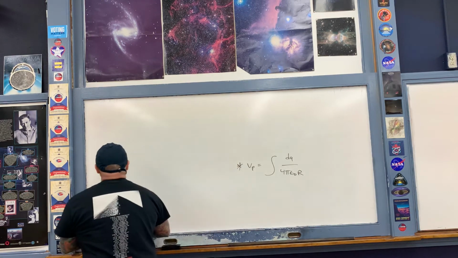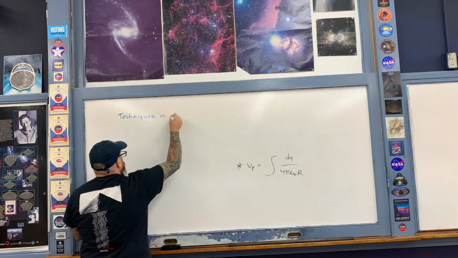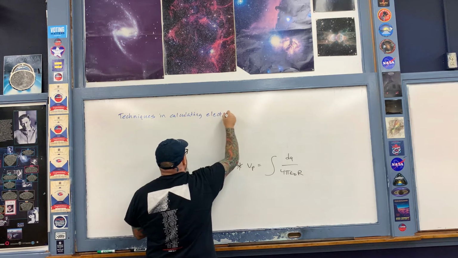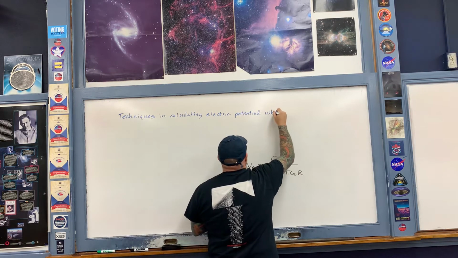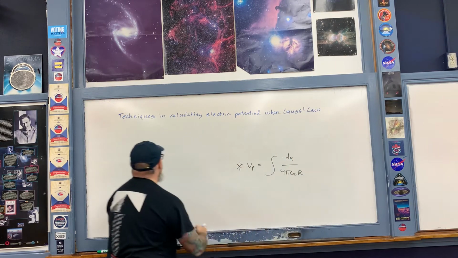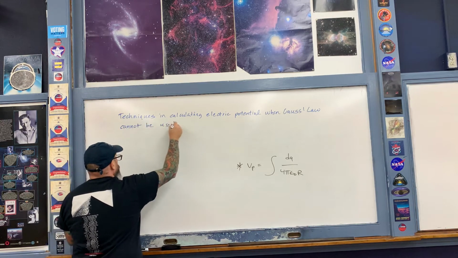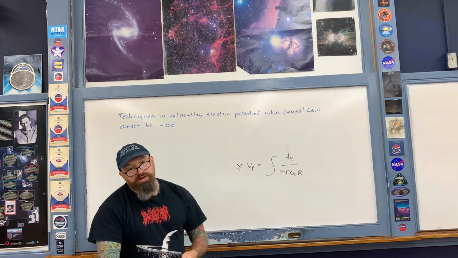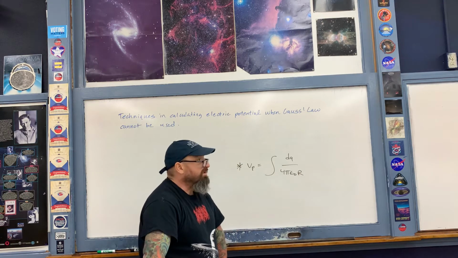And now we specifically take a look at techniques in calculating electric potential when Gauss's law cannot be used. Okay, so specifically we have the ring of charge problem. I have it stated as a problem. Please copy it down into your notes. Okay, so techniques to find electric potential. Gauss's law cannot be used.